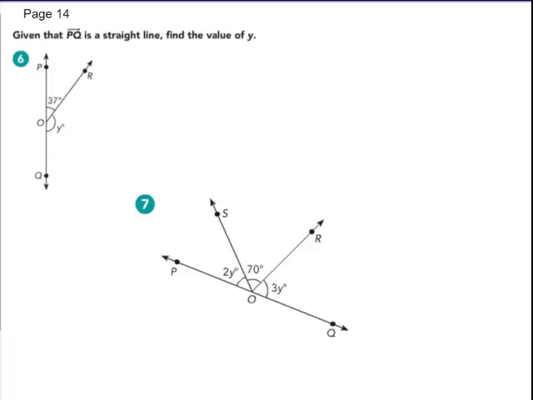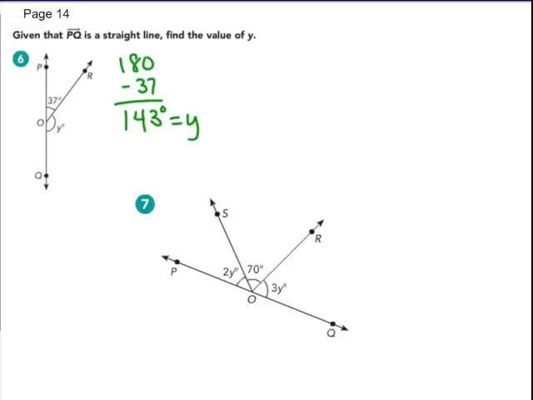Given that PQ is a straight line, find the value of Y. Well, this is a pair of supplementary adjacent angles. So 180 minus 37 here, which is 143 degrees, equals that Y.